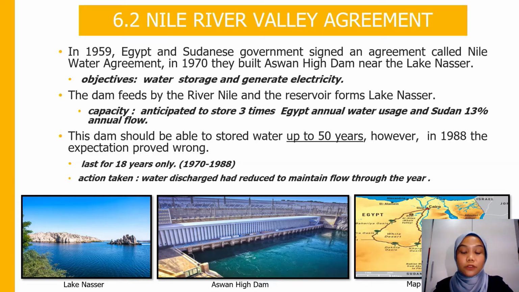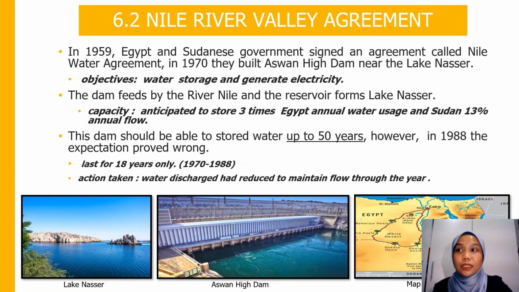On completion of the dam in 1970, Lake Nasser behind the dam stored 3 times Egypt's annual water usage. Sudan receives only 13% of the annual flow, along with the disputes they may continue to have with each other. Egypt and Sudan also now contest the use of the water with countries in the Upper Nile River watershed such as Ethiopia, Uganda, Kenya, and Tanzania.